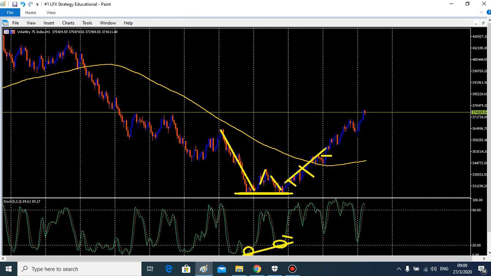So what do we do next? We check on our oscillator. What is going on our oscillator? It's diverging. So what do? We enter the trade. So this is the strategy we use for trading the V75.